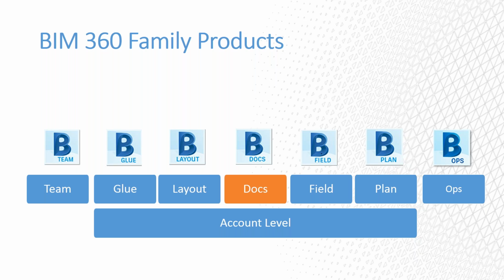In addition to that, we also have one layer called account level, which spans from Glue to Plan in this picture. What it does is create a project. We use this to create a project, the main members and companies, and also to control which services, such as Docs, Glue, and Field, you want to activate in case you are subscribing to multiple BIM 360 products.